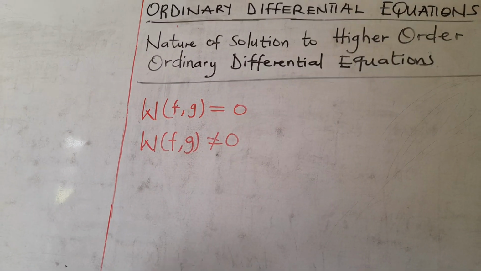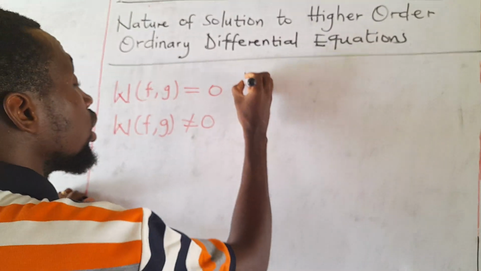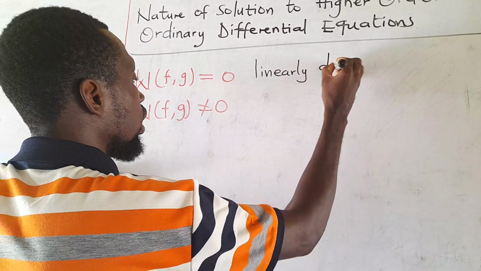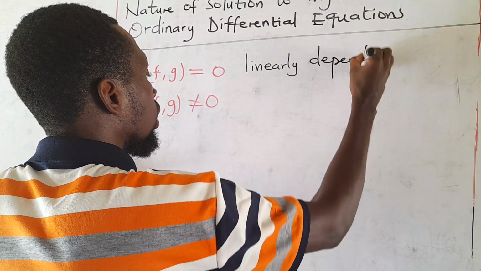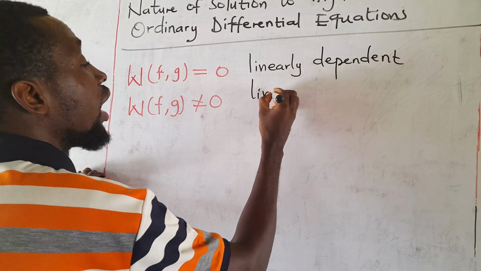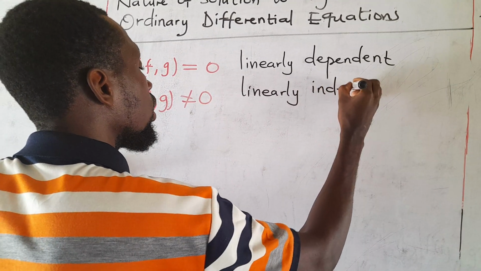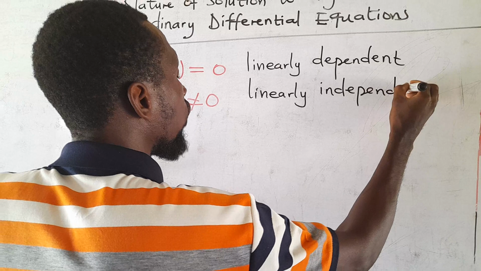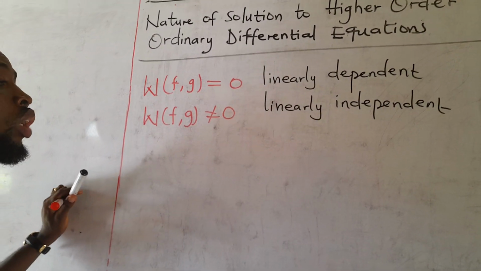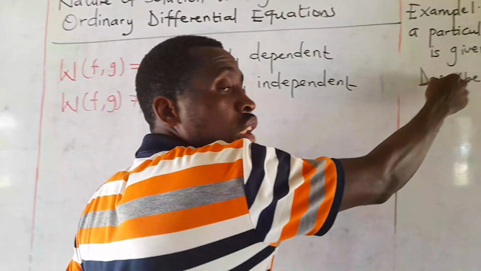when it is equal to 0 and when the Wronskian is not equal to 0. When the Wronskian is equal to 0, that means the solution is linearly dependent. And when it is not equal to 0, that means it is linearly independent. So when we find the Wronskian and it is equal to 0, that means it's linearly dependent. And when it is not equal to 0, it's linearly independent. So let's see an example here.